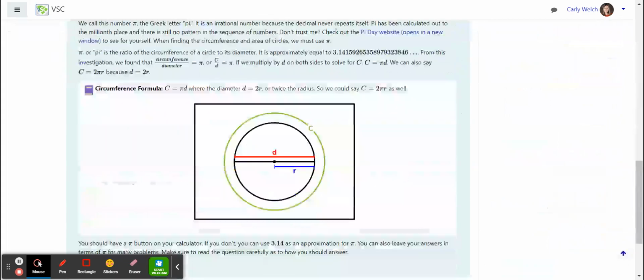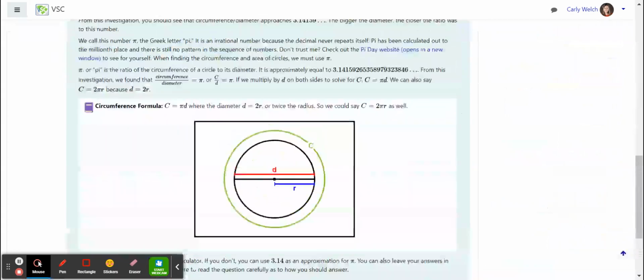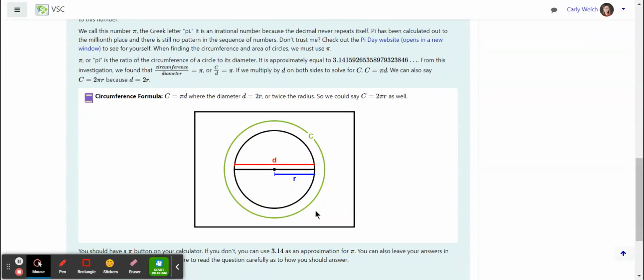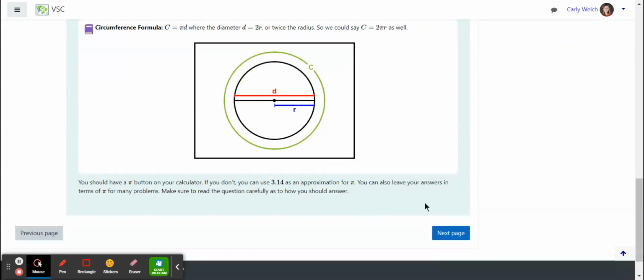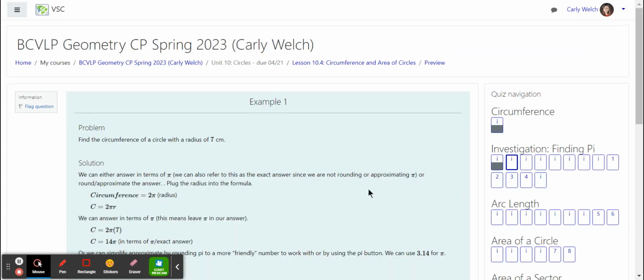All right, so if you remember back to a couple previous lessons, the radius is half of the diameter. So we have two circumference formulas. We have circumference is pi times d, which is diameter, or 2 times pi r. Notice that this 2r is diameter, so you can substitute it into this equation. You should have a pi button on your calculator, but if you don't, use 3.14 as an approximation for pi. You can also leave your answers in terms of pi. Just make sure that you read the question carefully.